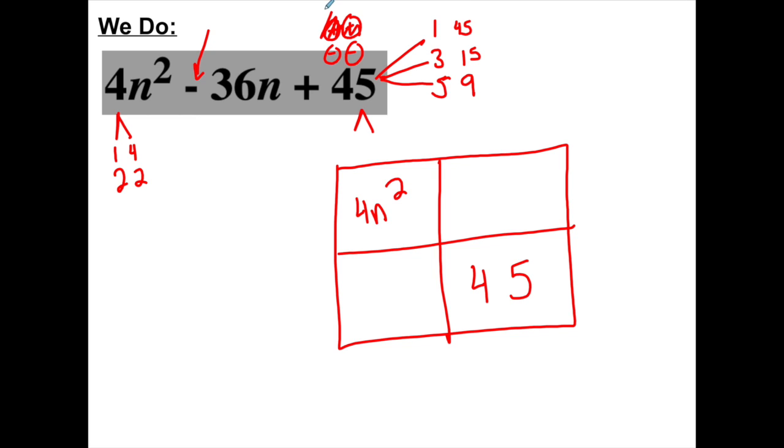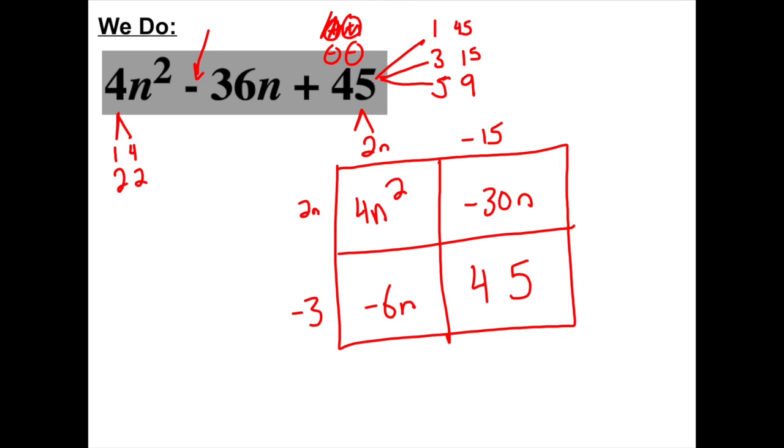Well, when in doubt, we could take a guess. So let's try. I like 2n and 2n. See how it works. I'm going to try to put negative 15 and negative 3, because I notice that negative 15 times 2 is negative 30. So I just happened to get it right on the first try.